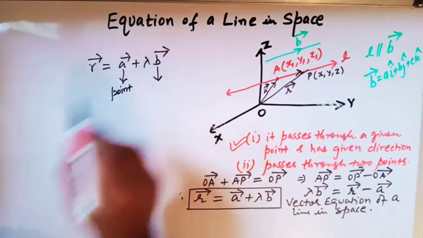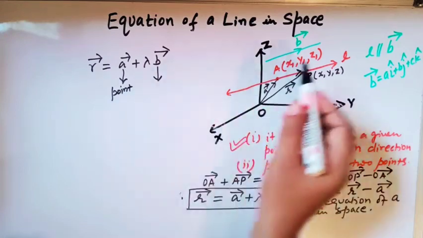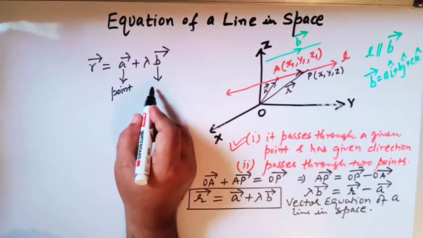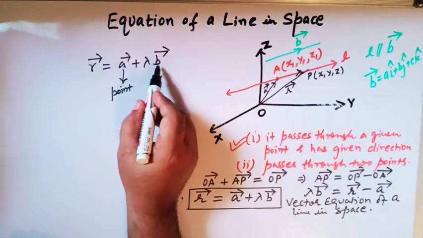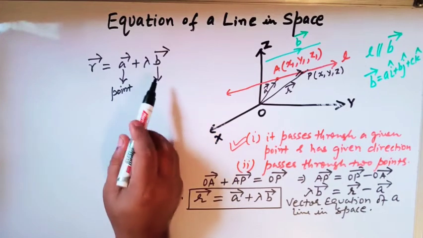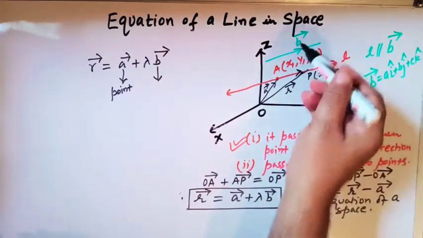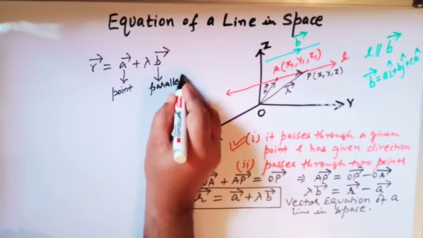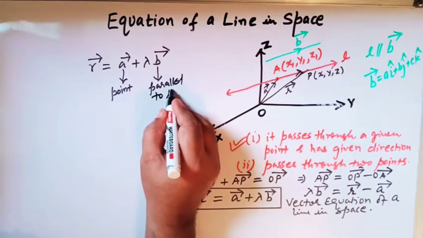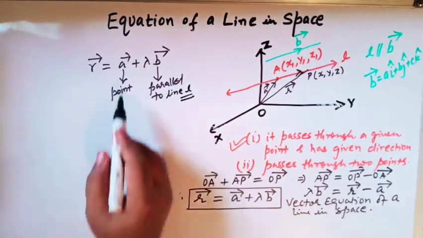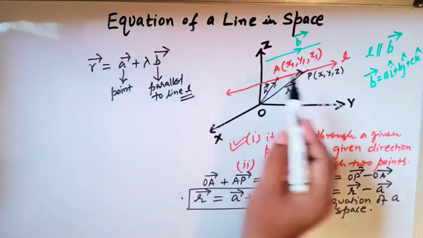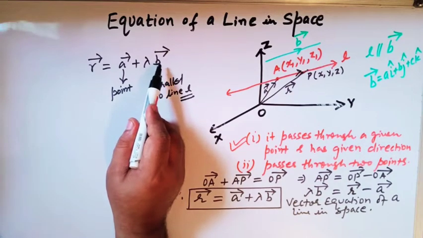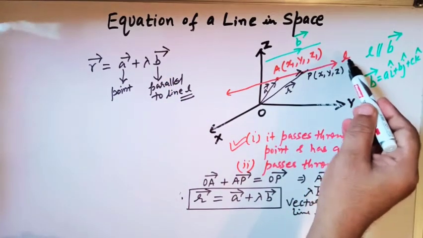this vector B represents the vector the line is parallel to. Clear? So vector B is the vector to which this line L is parallel to. So this vector A represents the point through which the line passes, and this vector B represents the vector to which this line L is parallel.